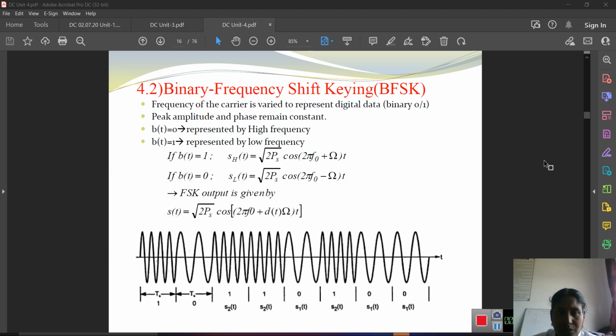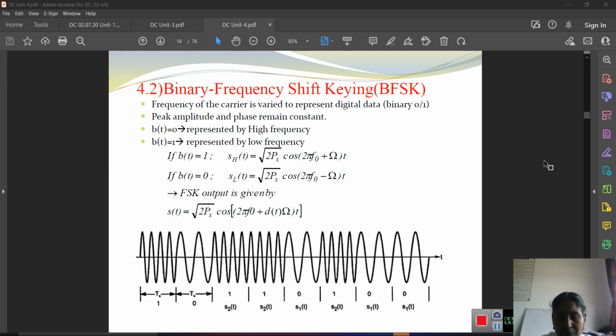The frequency of the carrier is varied to represent digital data, that is binary 0 or 1. The peak amplitude and phase remain constant. B of t equal to 0 is represented by high frequency, and B of t equal to 1 is represented by low frequency. If B of t equal to 1, at that time S_H of t is a high signal, that is root of 2 Ps cos of (2 pi f naught plus omega t), or theta t.